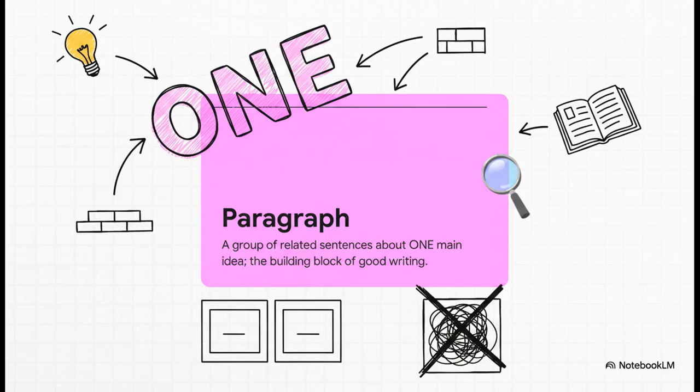I know, as eager educators, it is so tempting to try and cram everything you know into a single block of text. The lesson goal, the homework, the behavioral expectations, the whole shebang. But the absolute golden rule here is restraint. Stick to just one main idea per paragraph.